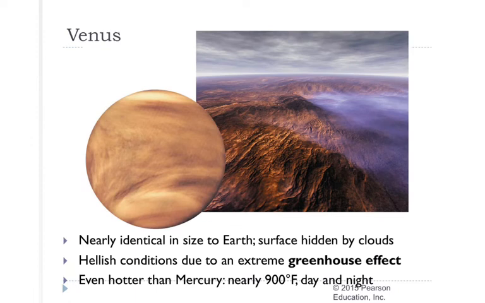Venus is the second planet at about 0.7 AUs from the sun. And Venus has very, very thick cloud coverings, coming from a runaway greenhouse effect. And it has these hellish conditions where it's 900 degrees Fahrenheit all the time, during the day, during the night, 24 hours a day. So extremely, extremely hot.